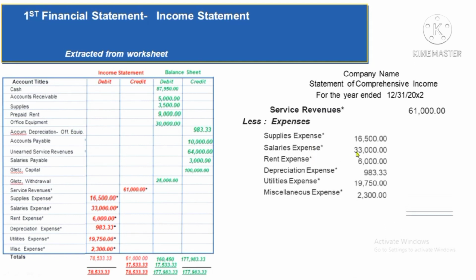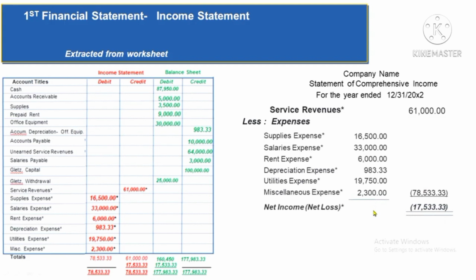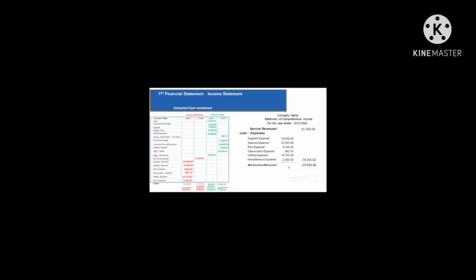So we have here their balances, and then you total the expenses and you will get 78,533.33. You deduct the expenses from the revenues, and then you will have a loss of 17,533.33, because again the expenses are greater. So that's it for the income statement. The second FS is coming right next.